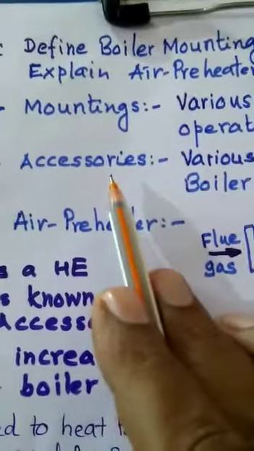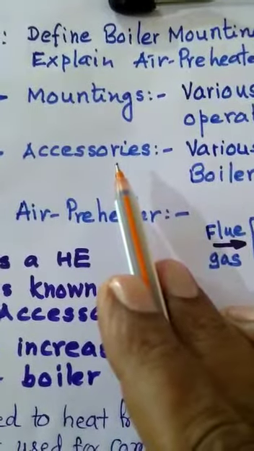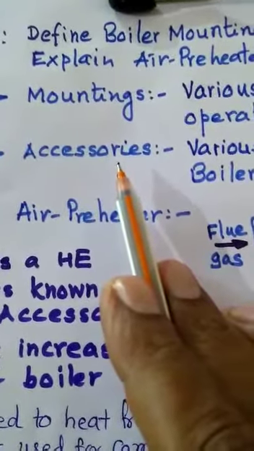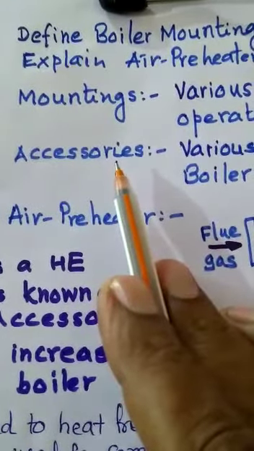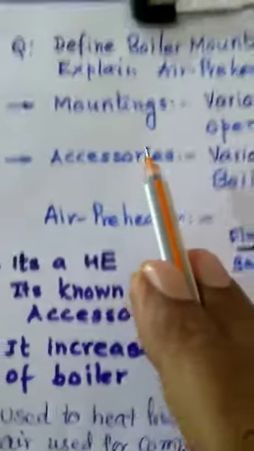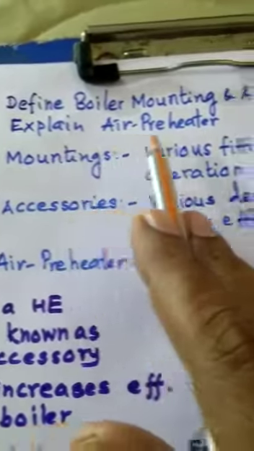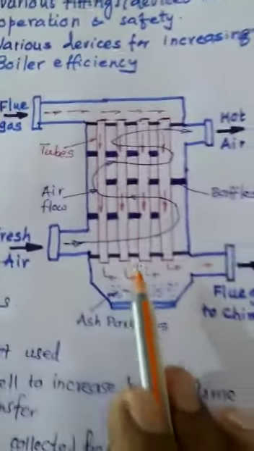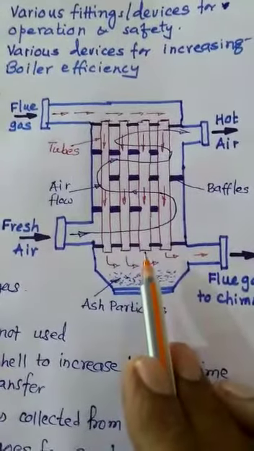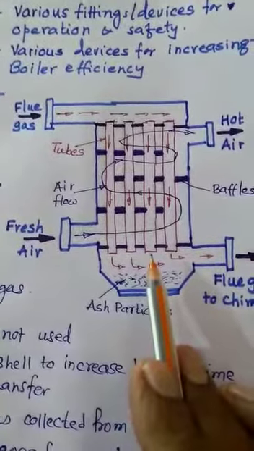And accessories, we have three important accessories: air preheater, economizer and superheater. So our next question is explain air preheater. First of all, we shall see the working of air preheater. See friends, now what is air preheater?